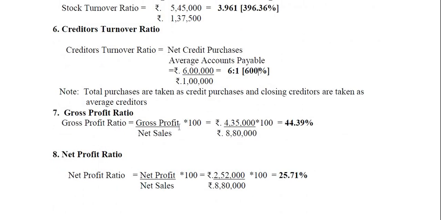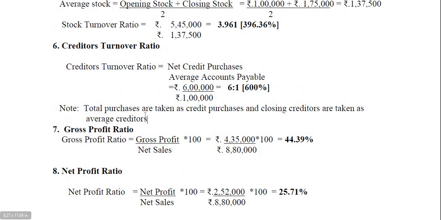Alright, next, see, total purchases are taken as credit purchases, one thing. Secondly, closing creditors are taken as average creditors. If opening value of creditors is available, opening value of creditors plus closing value of creditors divided by 2. In case bills payable item is also there in the problem, then creditors plus bills payable at the beginning plus at the end divided by 2. That's how you have to calculate average accounts payable.